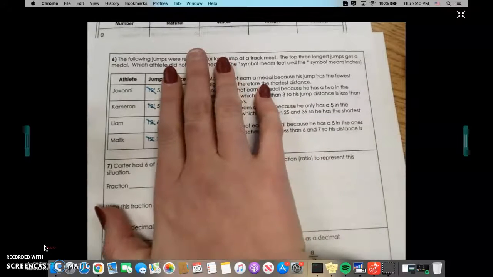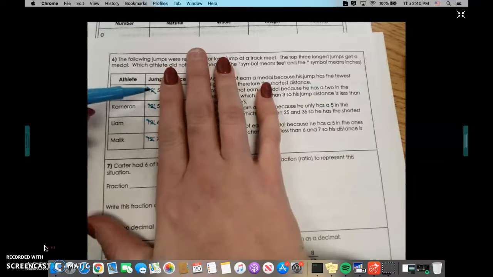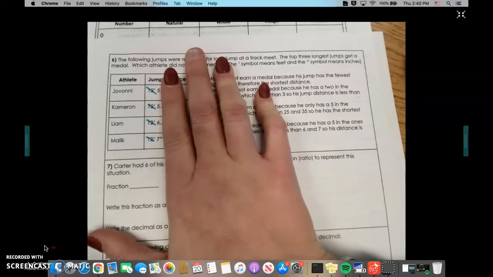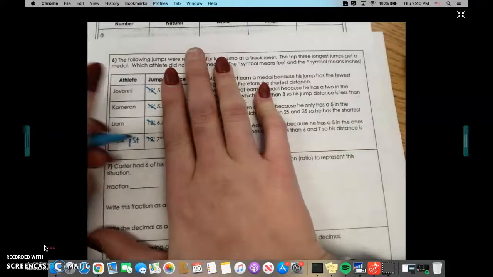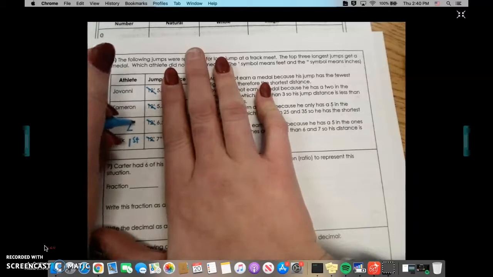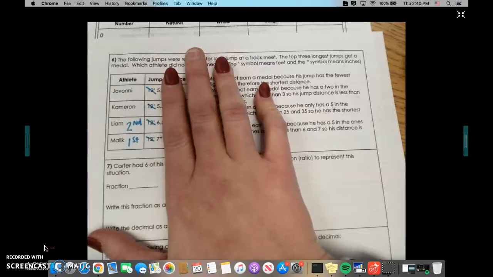I'm going to start with my whole numbers, so I'm going to put my finger over anything after the decimal. I'm looking at it and it's a 5, a 6, and a 7. If I want the biggest jump, I need to look for the biggest whole number, which would be the 7. So Malik would take first place. Then the second largest whole number would be the 6, so Liam would take second place.